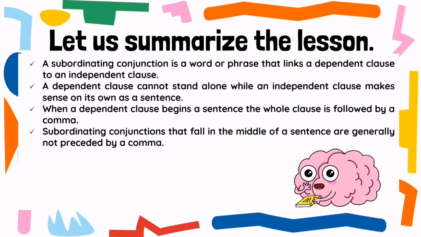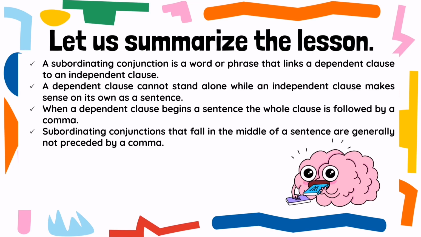Let us summarize the lesson. A subordinating conjunction is a word or phrase that links a dependent clause to an independent clause. Tandaan, ginagamit ang subordinating conjunction kapag ang pagdudugtongin mo ay isang dependent clause at isang independent clause. Next, a dependent clause cannot stand alone while an independent clause makes sense on its own as a sentence. Ang independent clause ay complete sentence na. Pagka naman dependent clause, hindi siya complete sentence. It cannot stand alone. Kailangan muna niya ng independent clause para makomplete ang kanyang thought.